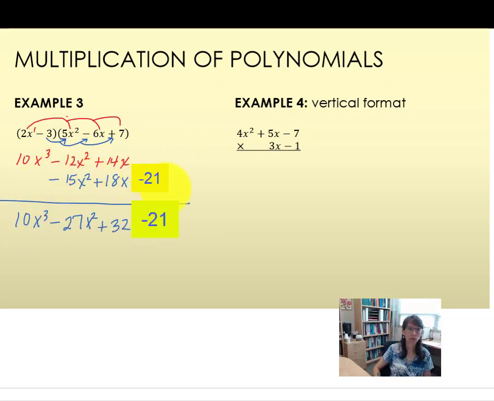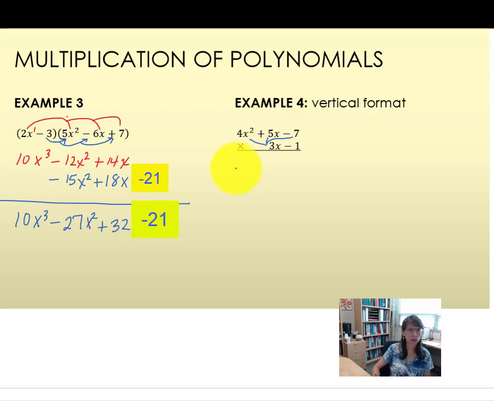Lining up these terms with their like terms right away saves you a little bit of effort when you have to combine them. Now the last example here already is in the vertical format. So we have 4x squared plus 5x minus 7 multiplied by 3x minus 1. So I'm distributing 3x times each of the terms written above.